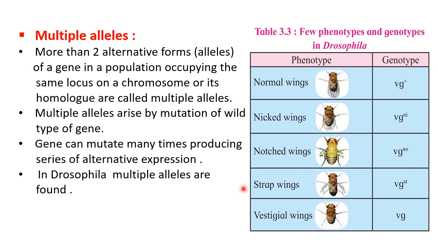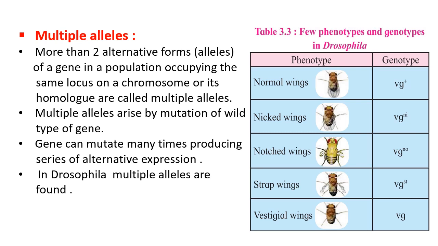Then in the next we see the wings are like strip, hence it is called as strap wings. And these strip like or strap wings are produced due to the genes VGST. Then at the last we see vestigial wings. Vestigial wings means wings are not developed in Drosophila due to the gene, that is VG. So mutations are developed in Drosophila due to multiple alleles arisen by mutation.